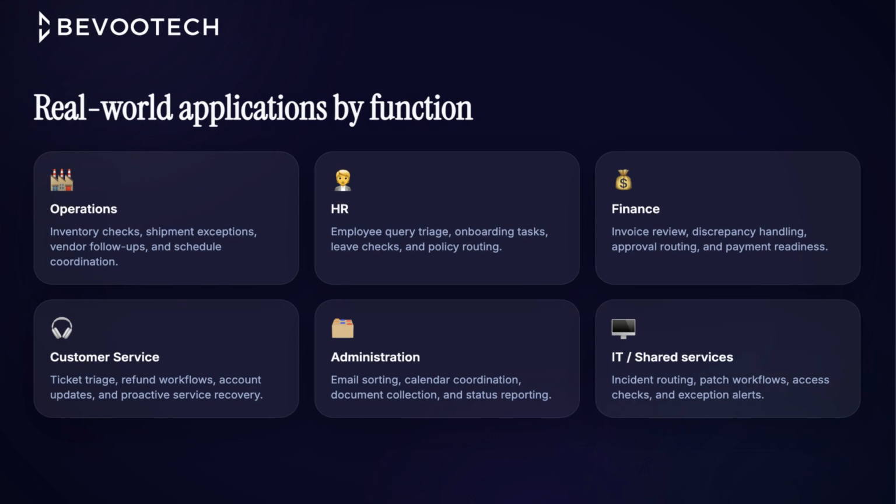Agentic AI has real-world applications across various functions. In operations, it can handle inventory checks and vendor follow-ups. HR can use it for employee query triage and onboarding tasks. Finance applications include invoice review and discrepancy handling. Customer service benefits from ticket triage and refund workflows. Administration can use it for email sorting and status reporting. And IT for incident routing and patch workflows.